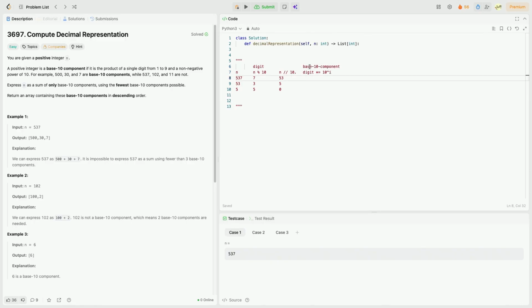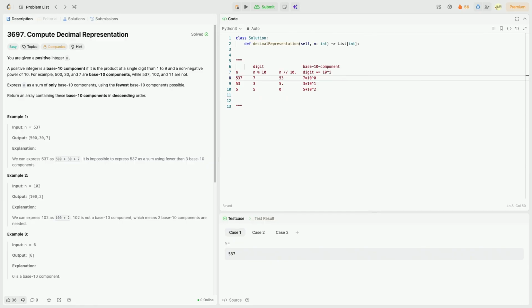Well, so 7, we know that 7 should be multiplied with 10 raised to the 0th power. So we should have 7 times 10 raised to 0. We know that the 3, we would have to multiply with 10 raised to the first power. And with the 5, we know that we have to raise it to the second power.